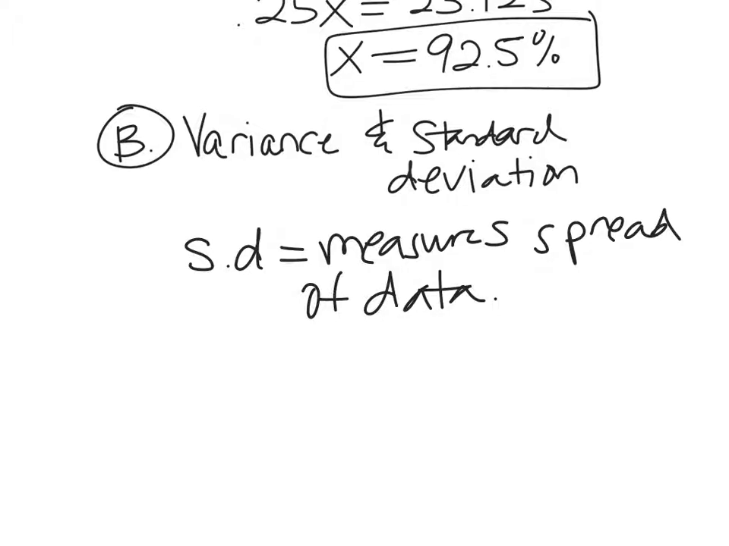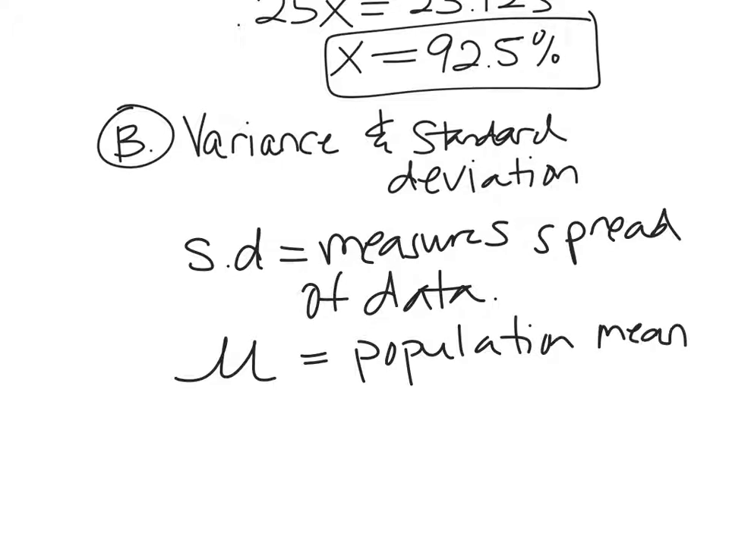Now, the standard deviation of a population is this little guy. Do you know what that's called? Oh, close. It's mu. This is the population mean. Yeah, statistics, they like to use Greek letters a lot, don't they?